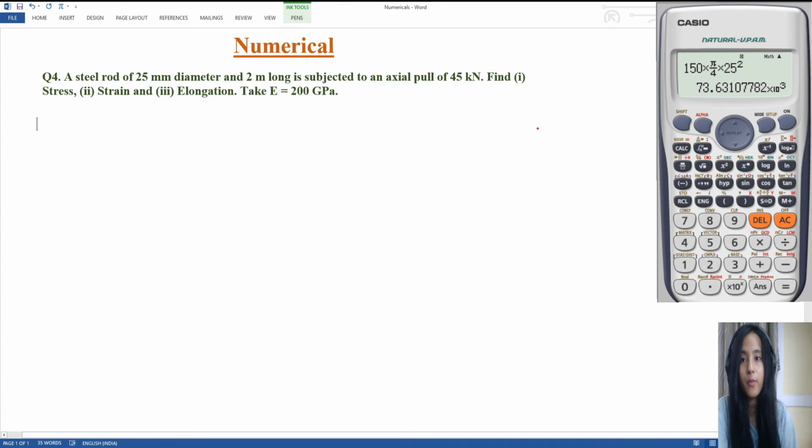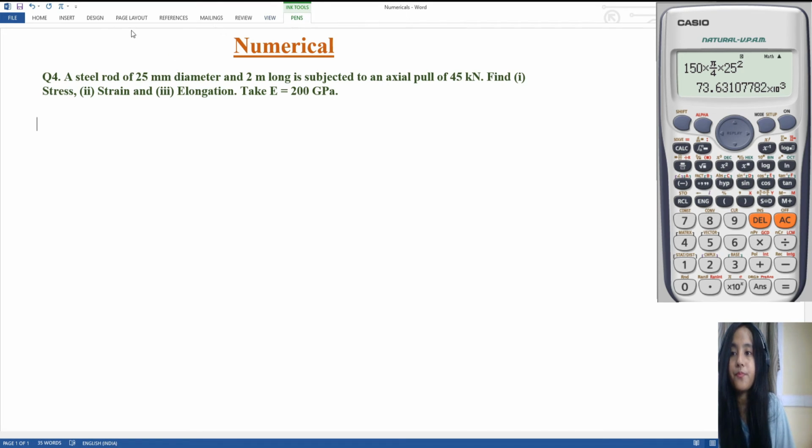Let's solve the fourth numerical. A steel rod 25 mm diameter and 2 meter long is subjected to an axial pull of 45 kilonewton. Find stress, strain and elongation. Take E equals 200 GPa.